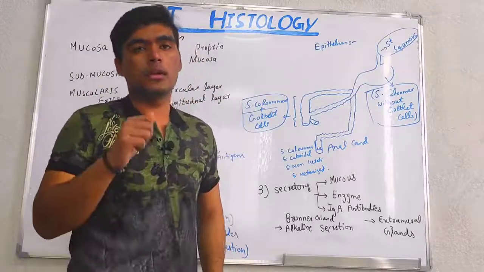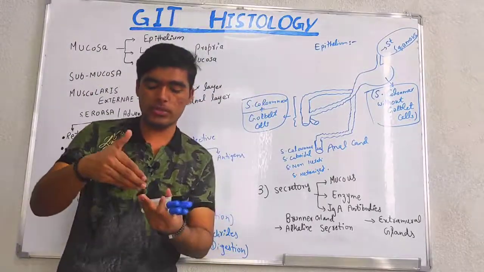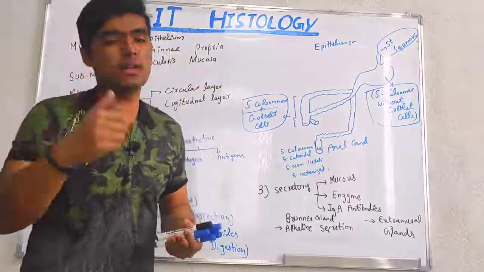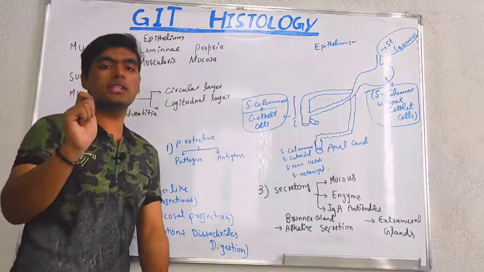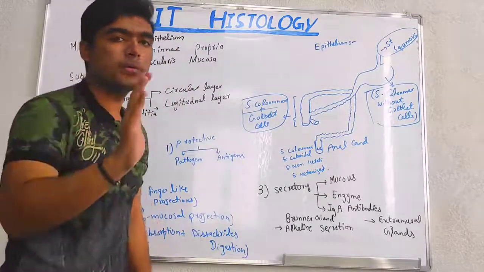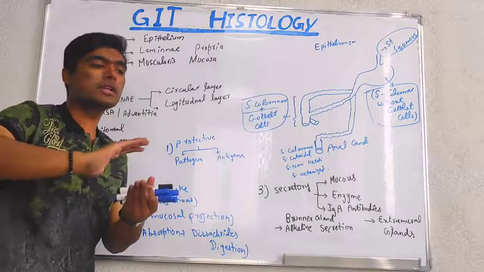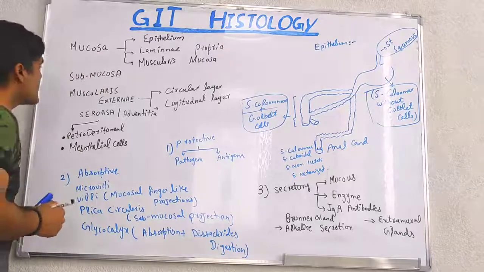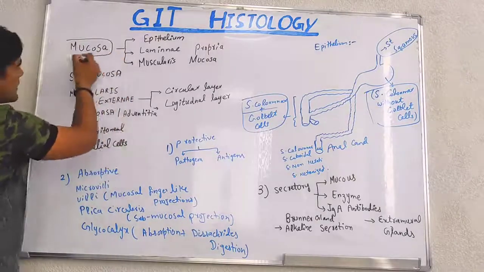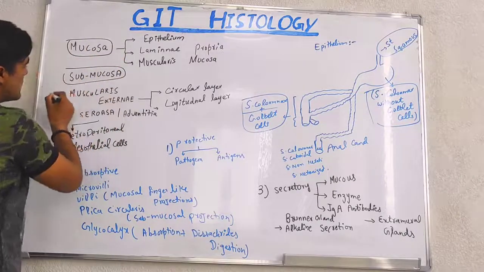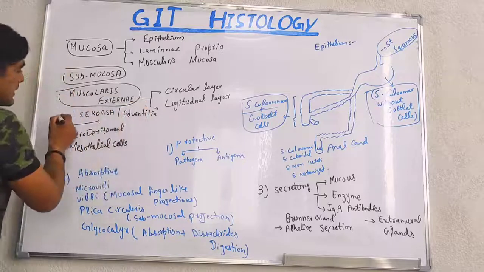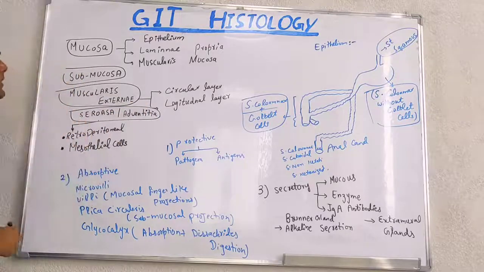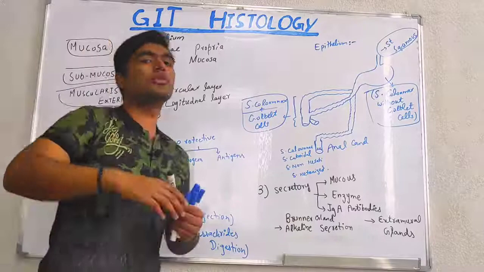Histology means we are going to study the gastrointestinal tract at a tissue level. Whenever we study something at a tissue level, we have to know its layers and also the sublayers. In the case of GIT we have four major layers: mucosa, submucosa, muscularis externa and serosa or adventitia. Mucosa is the outermost layer.